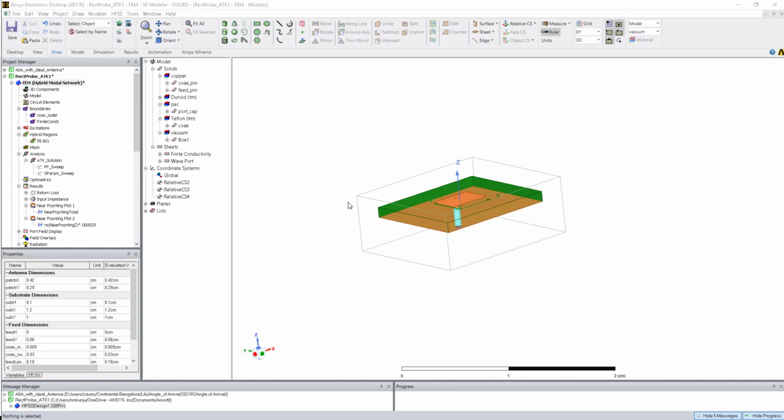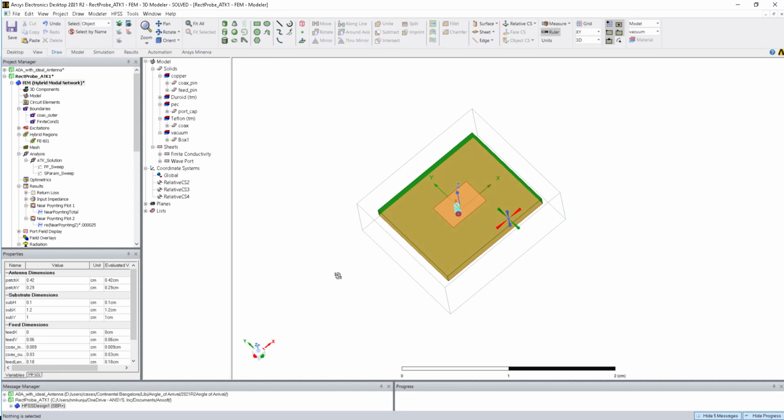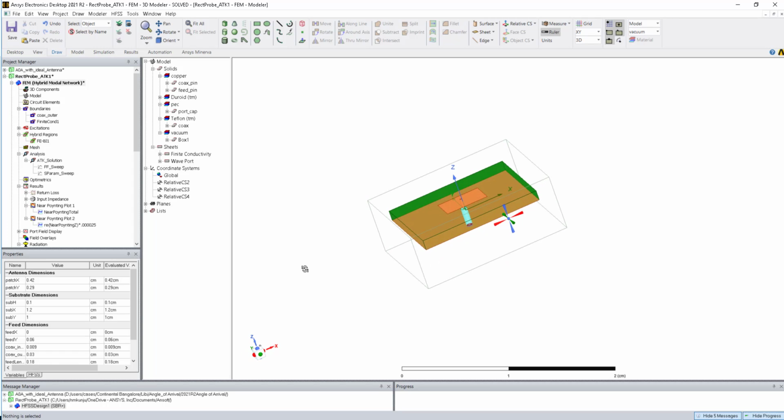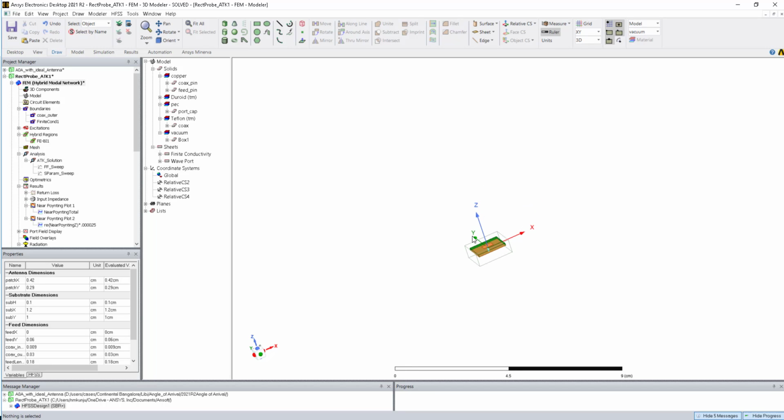Hi everyone. Today what we would like to see is the radiated power, or the power at some point away from the antenna. It can be somewhere close to the antenna or somewhere away from the antenna, and how to do that calculation in HFSS.